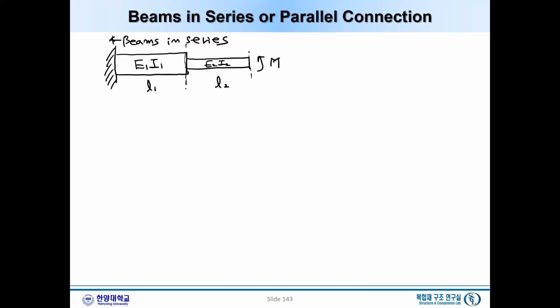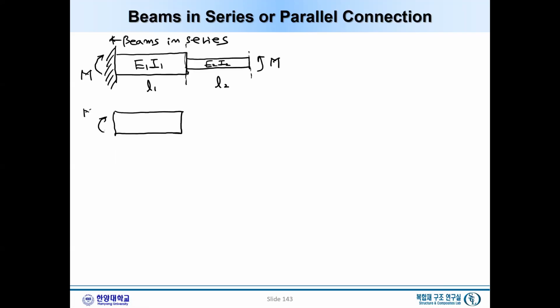To solve this one, of course, we need to follow the steps. First is equilibrium. We can say that there is a reaction force that was unknown, but using the equilibrium, we can see that this is simply a bending moment, which is the same as the moment we apply. And then we also apply the moment equilibrium at each beam.